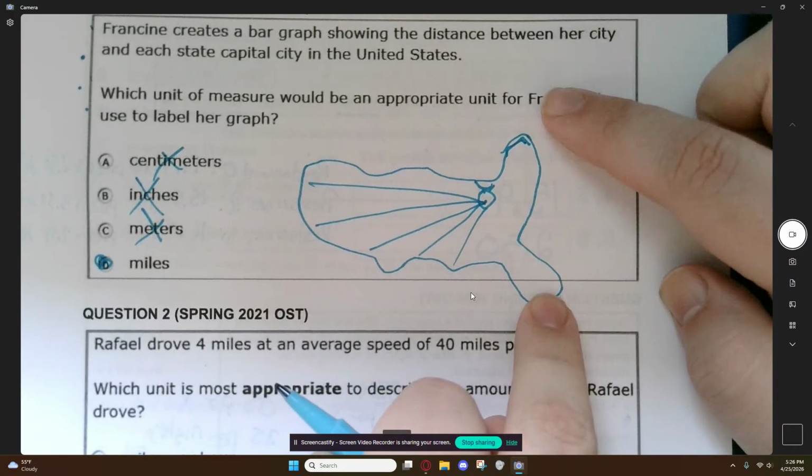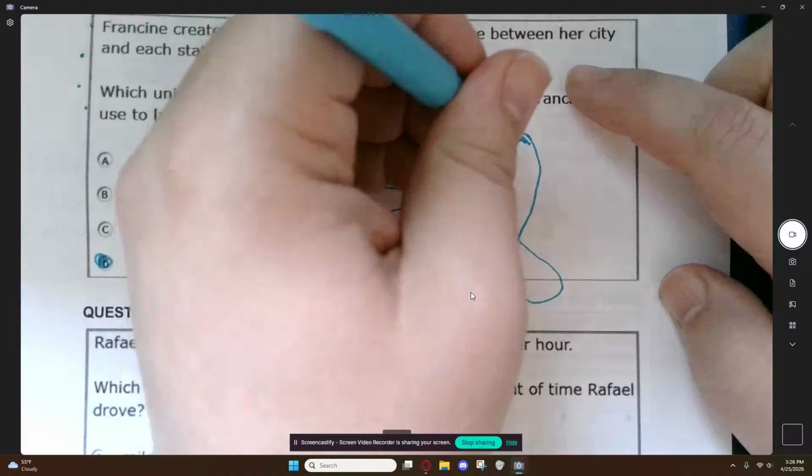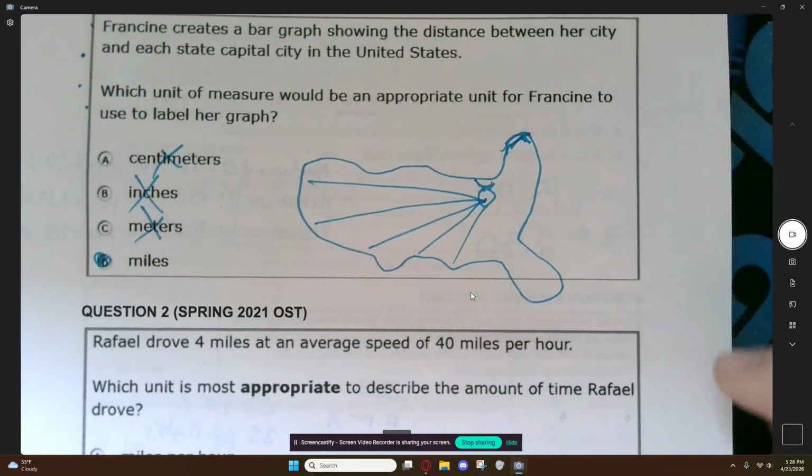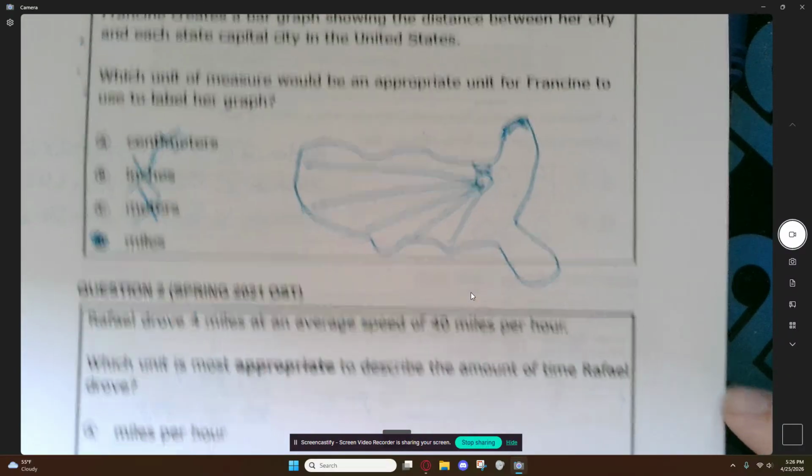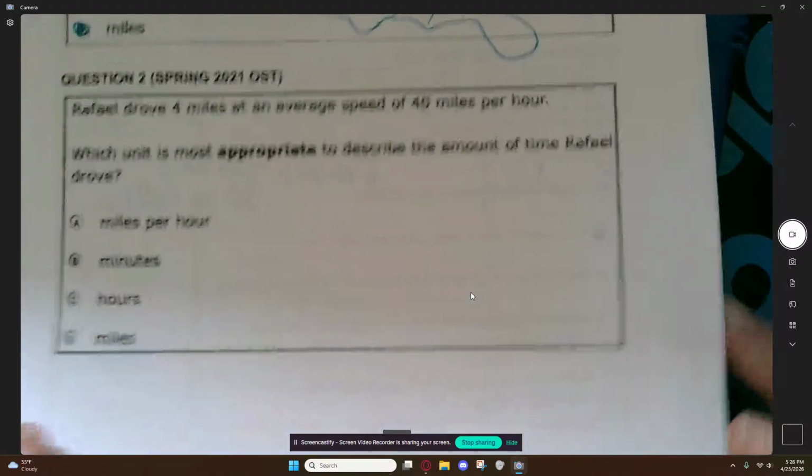This looks awful. I hate it. Alright. This is like 3,000 or 4,000 miles, I don't remember. Let's move on. Question 2.